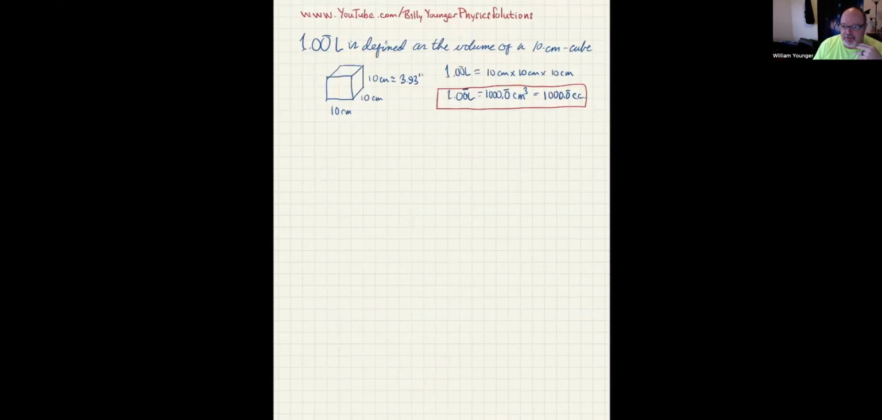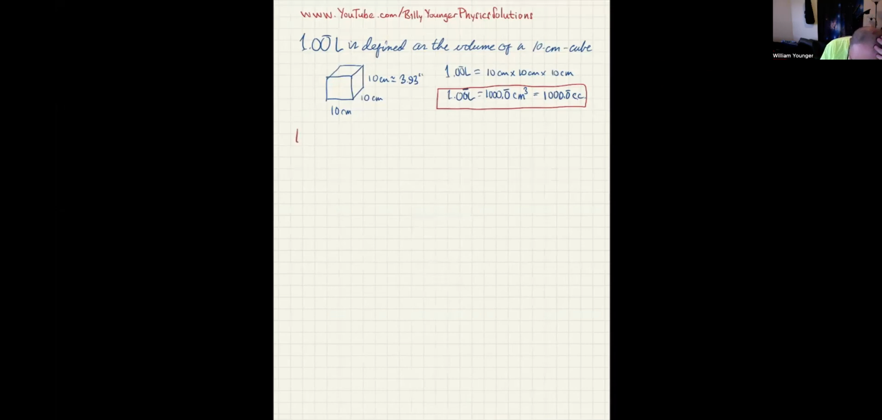And again, I put the bars over the zeros to mean that's for an infinite number of decimal places, because we're really using exact conversions here. Now we want to know how many liters are in 1 cubic meter. Well, that's going to be a little tricky. We're going to have to go from cubic meters to cubic centimeters, and then from cubic centimeters to liters. And we'll do that now.